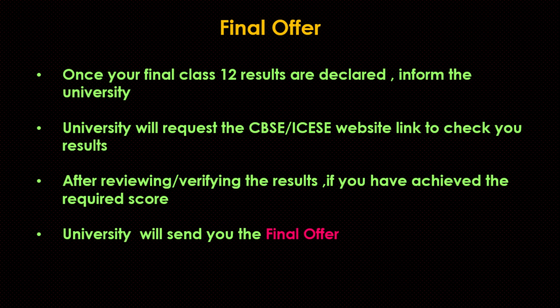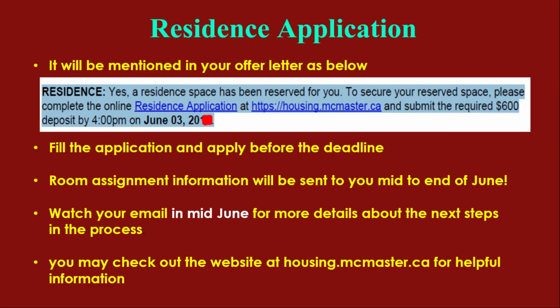The university will request the CBSE or ICSE website link to check and verify your result. After reviewing and verifying the results, and if you have achieved the eligibility marks, the university will send you the final offer. It will be mentioned in your offer letter that residence space has been reserved for you. Complete your residence application before the deadline mentioned in your offer letter. Keep checking your emails and you will be informed when you can apply for the residence. Visit the residence portal for more details.